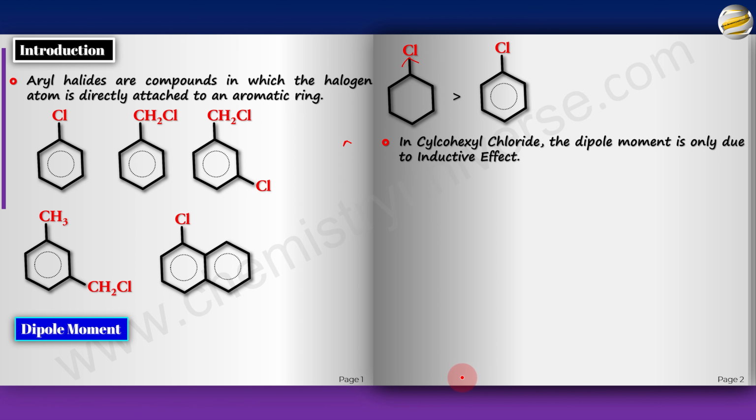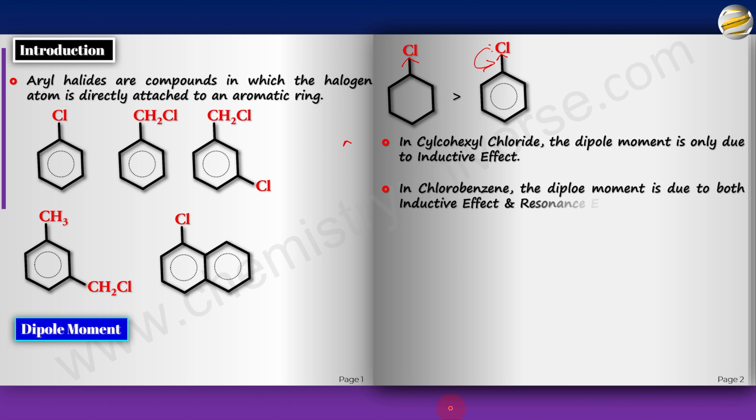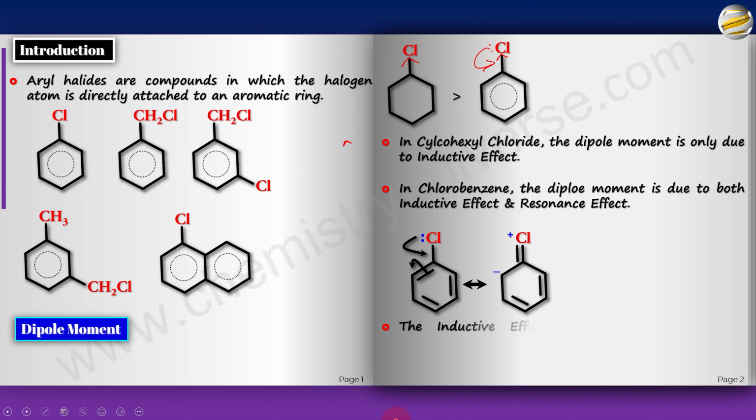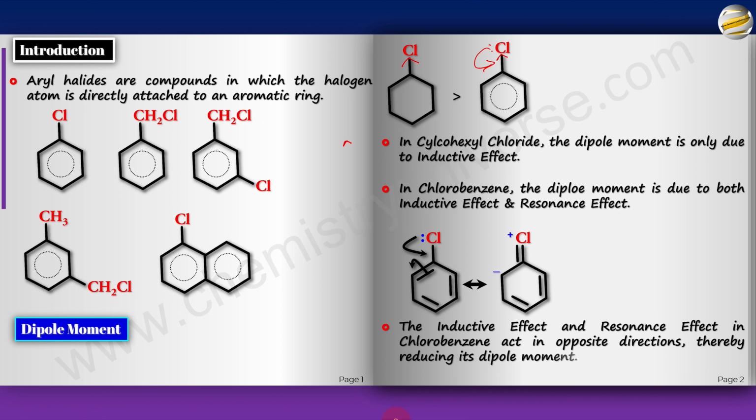Whereas in the case of chlorobenzene, besides the minus I effect, there is a plus M effect. So it's also giving electrons. It's due to both the inductive and plus M effect. And the plus M effect, if you can understand, will go like this. And that is going against the inductive effect of pulling the electrons. So due to this, the inductive and the resonance effect in chlorobenzene act in opposite directions and thereby reduce its dipole moment.